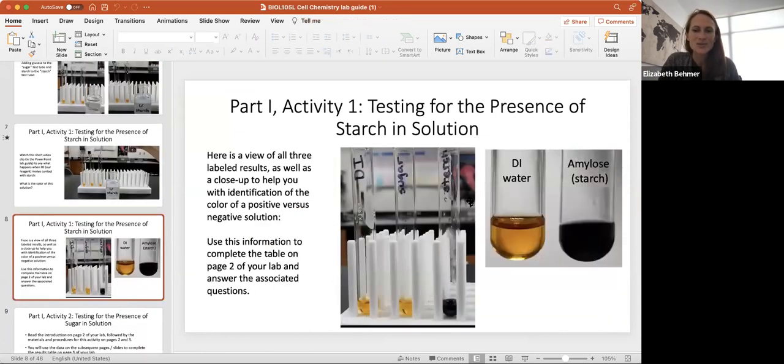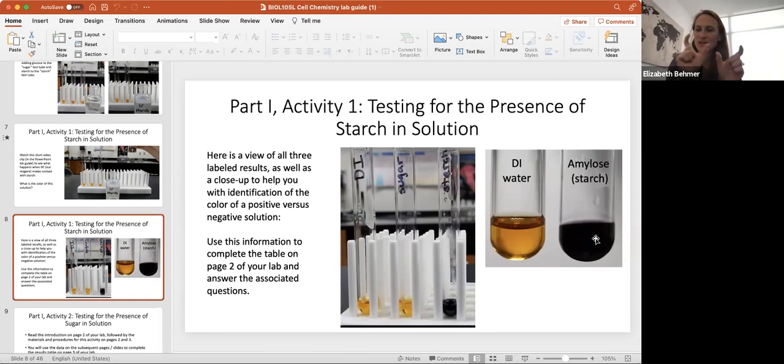So here are the results. Again, distilled water, we just have our IKI reagent with distilled water, and there's no reaction. It stayed the same yellowish honey color. So that means that there's no starch detected. But in the starch beaker, the one on the right side, you can see that it changed color. We had IKI, the chemical reagent, and when we added starch in, the IKI reagent was able to detect that starch, and it changed color to dark black.